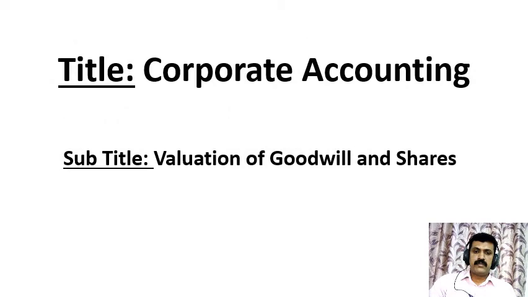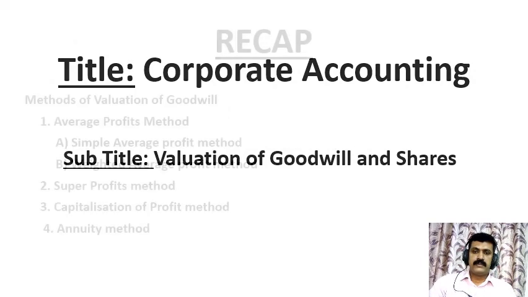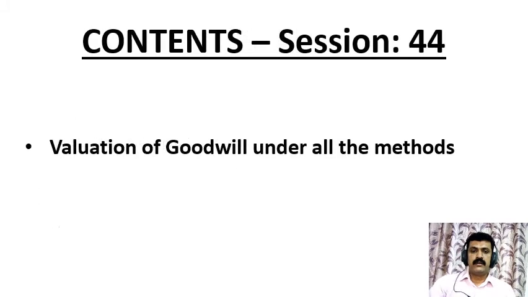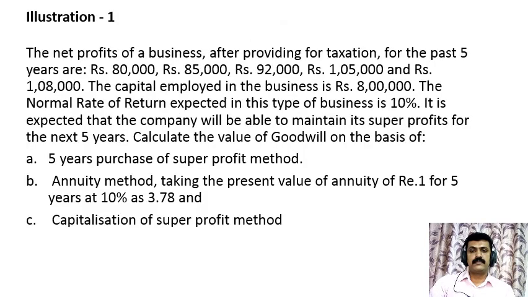The title of the chapter is Valuation of Goodwill and Shares. In the previous sessions, we have discussed the various methods of valuation of goodwill, and we have also worked out the problems on average profits method, super profits method, capitalization of profits method, and annuity method. In this session, we will work out some problems on the valuation of goodwill under all the methods.